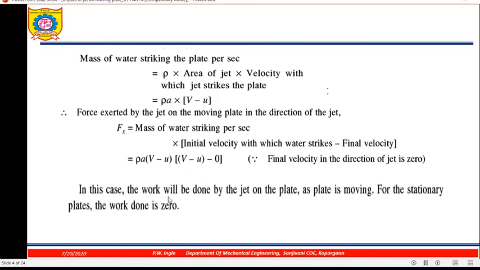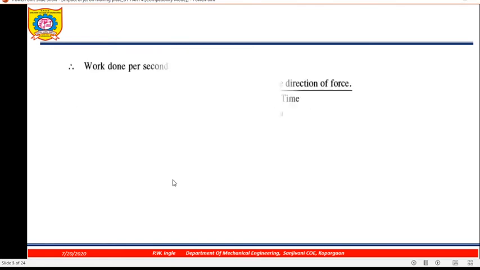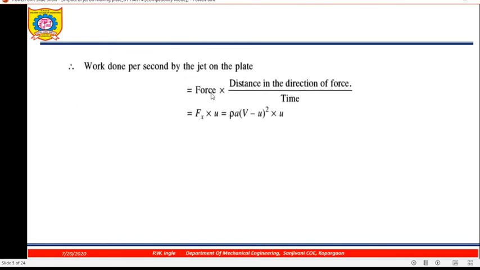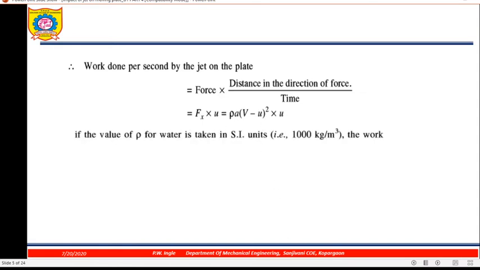Now in this case, work will be done by the jet on the plate as the plate is moving. For a stationary plate, work done is 0. So you are getting Fx as rho A (V minus u) square. Now it is work done. So what is work done? It is force into distance in the direction of force upon time. So distance in the direction of force upon time is nothing but plate velocity u. So it is Fx into u. So it is rho A in bracket (V minus u) square into u.